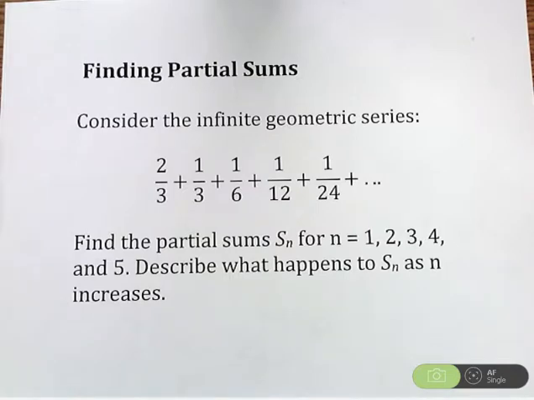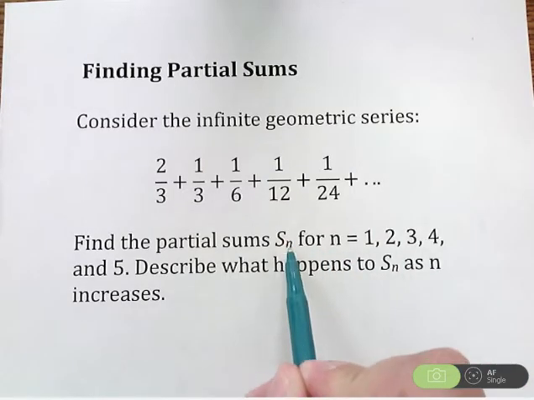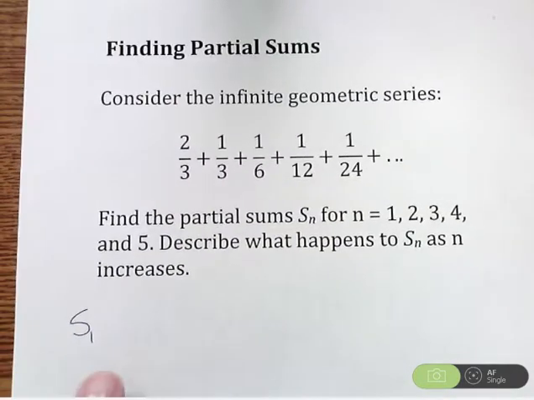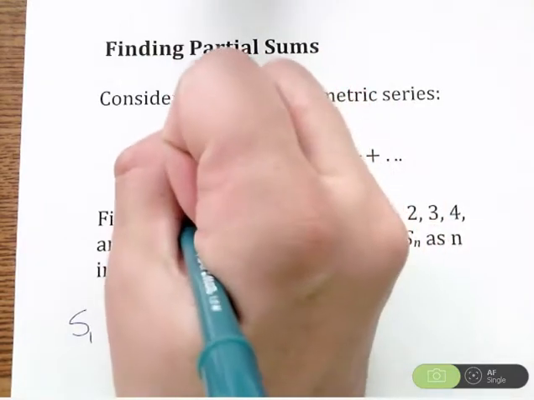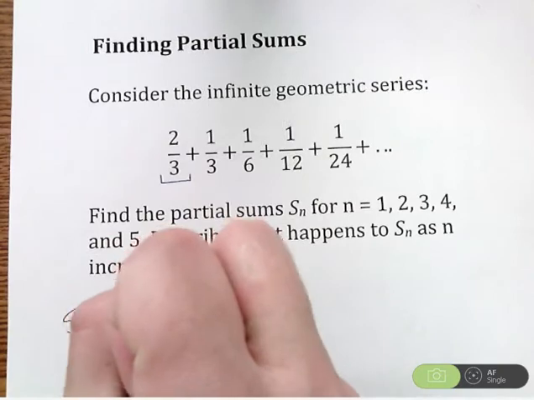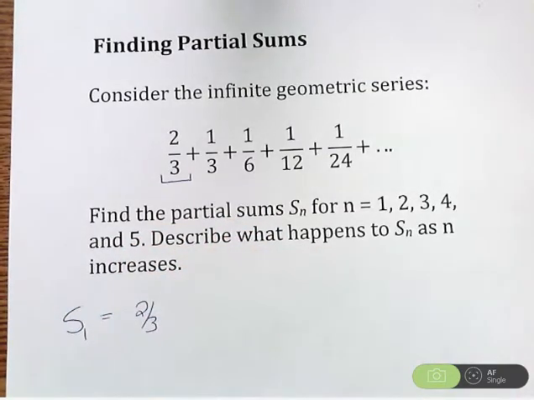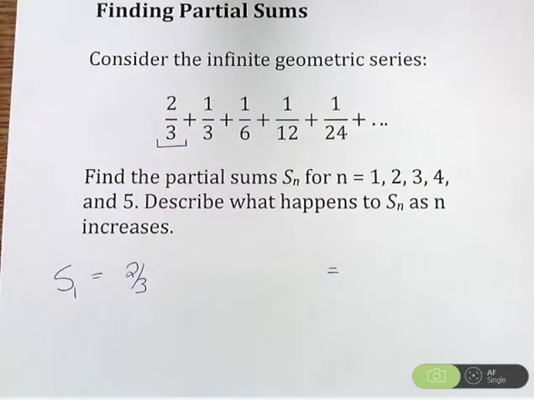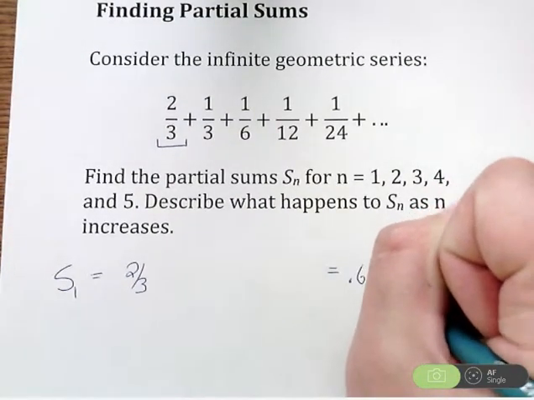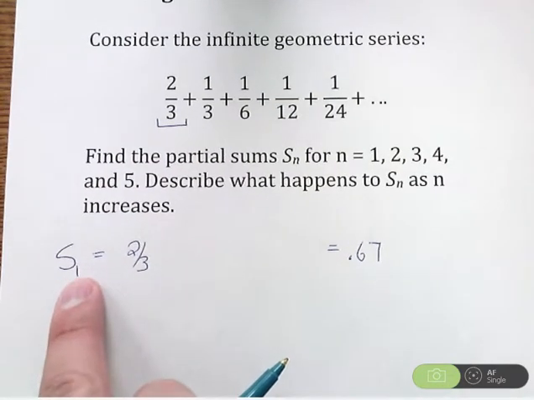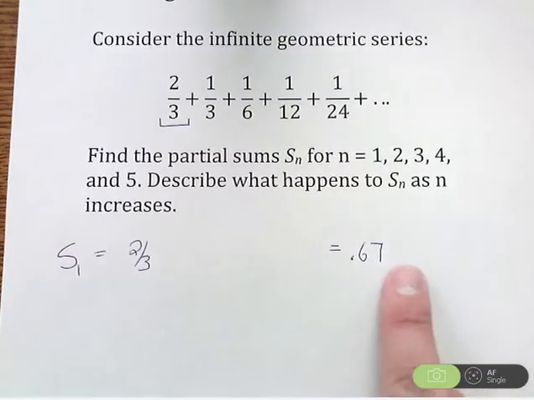So here's kind of visually what's going on. If you want to find Sn when n is 1, so that means S1, that's just the sum of the first term. So you're just looking at that piece only. So S1 would be 2/3, and we're adding nothing else to it. I'm going to put this in decimal form. Well, 2/3 is roughly 0.67. And we're going to increase the subscript n, and see what happens to our sum as n gets bigger.